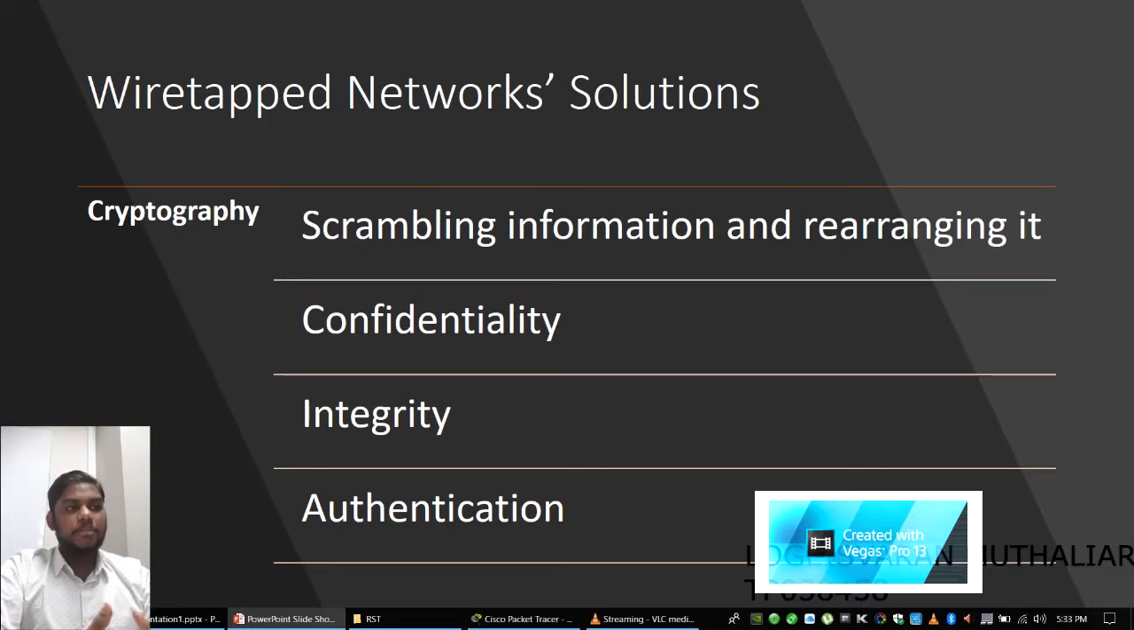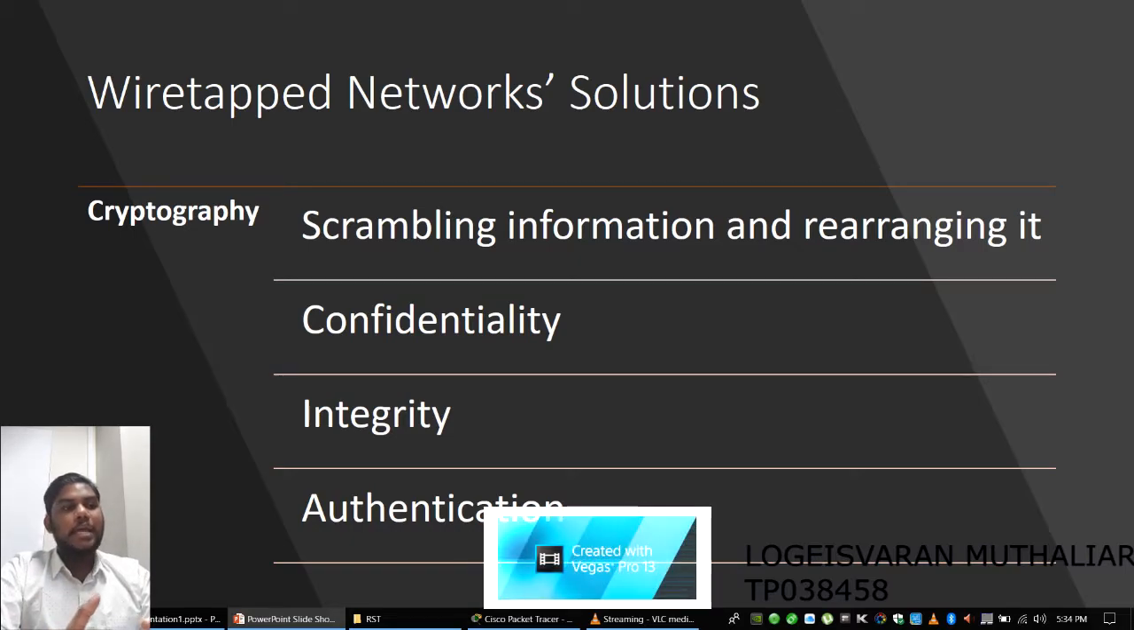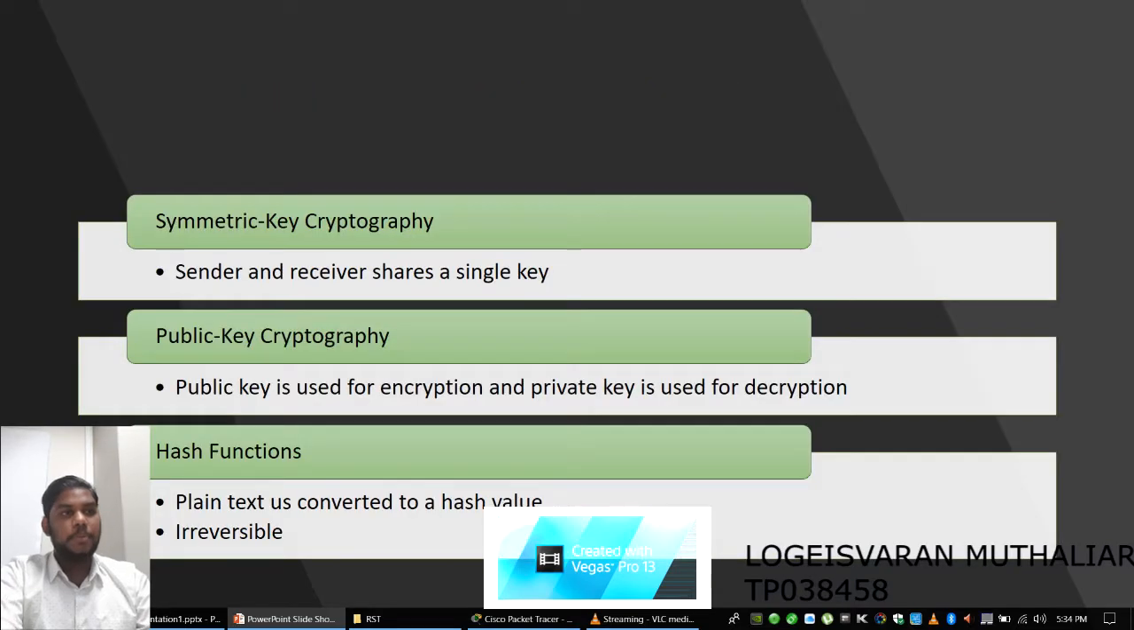So the first recommendation is cryptography. Cryptography is basically scrambling the information in a particular pattern and also rearranging it. Cryptography really secures the confidentiality of the information sent and received, the integrity of the information is not compromised, and cryptography can also be used for authentication purposes too.